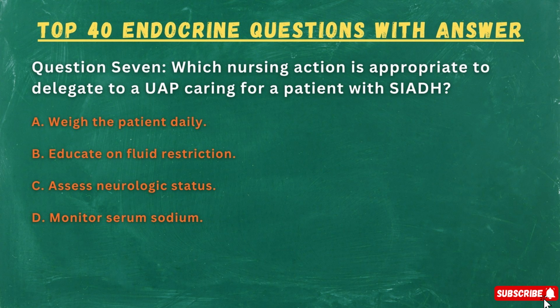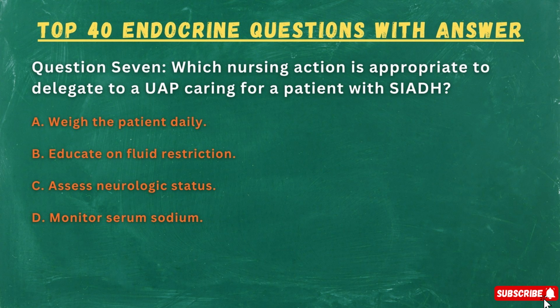Question 15. Which medication is used to manage hyperthyroidism by blocking hormone synthesis? A. Levothyroxine. B. Methimazole. C. Prednisone. D. Fludrocortisone. Answer: B. Methimazole.